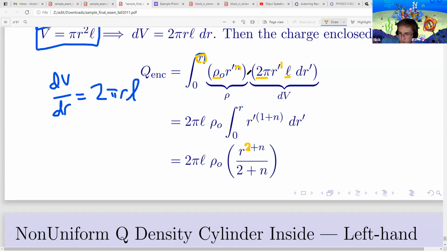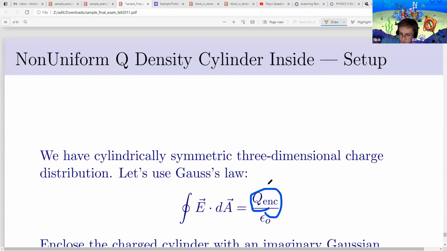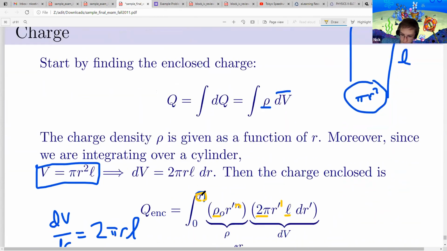How's that all sound for Q enclosed? Any questions there? It's been a crazy long time since block 1, and I know it's sort of an involved process, so it's perfectly understandable to be fuzzy on this. Awesome. So that's Q enclosed, which takes care of the right-hand side of Gauss's law. So now we need to do the left-hand side of Gauss's law.